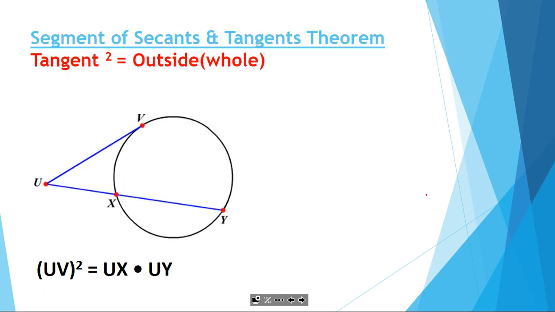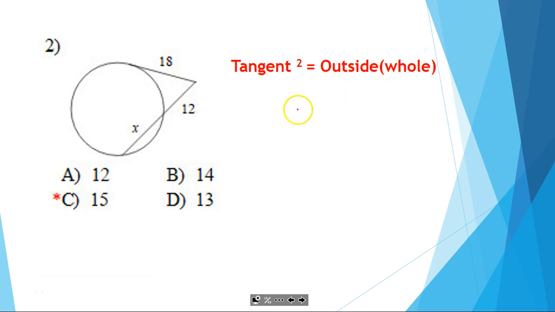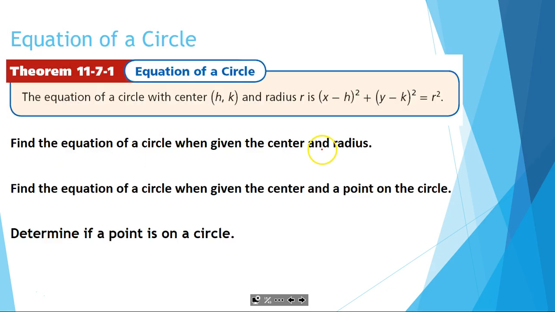This other one is our segment of secants and tangents theorem. So UV is a tangent, and Y is a secant. So here again, we're going to square our tangent and set that equal to our outside times our whole. If you look on your worksheet, this is question number 2. So on this one, here's our tangent, 18. So again, write this formula next to that problem. But you're going to do 18 squared equals 12 times 12 plus x. That's how you set up the problem.